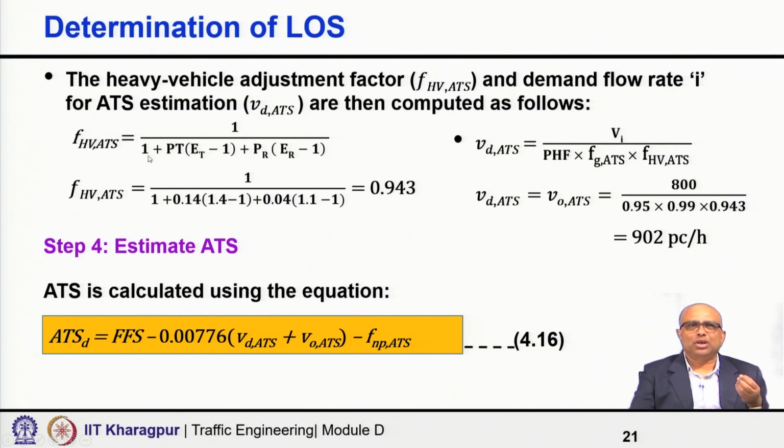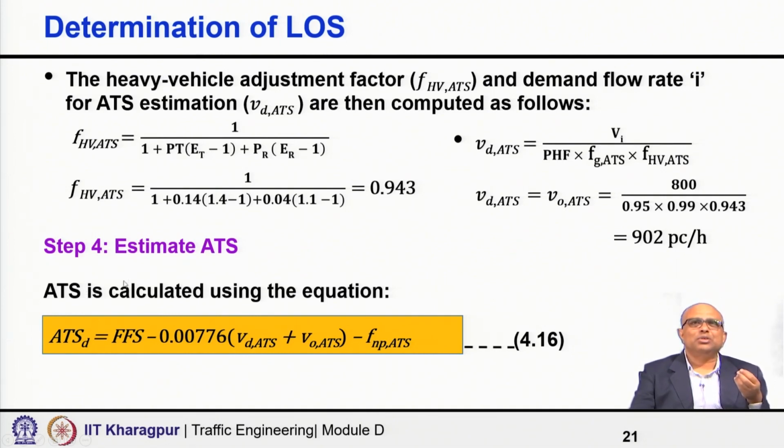FHV for ATS calculation. Putting in the values, we calculate it as 0.943, and then we can get the volume adjustment in the direction of flow and also in the other direction. In each case it is 800 divided by PHF 0.95, FG, the grade adjustment factor, is 0.99, and the heavy vehicle adjustment factor we have just calculated as 0.943. So, you get 902 PCU per hour.